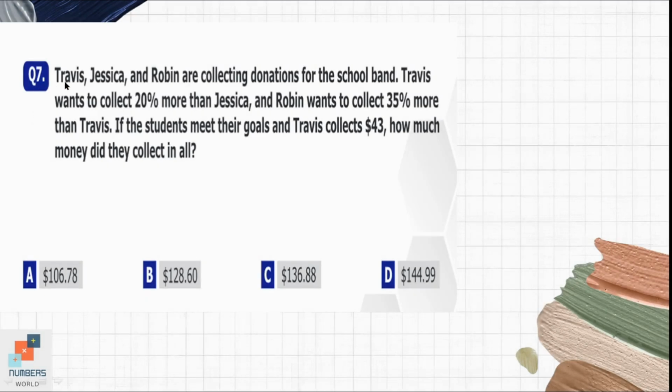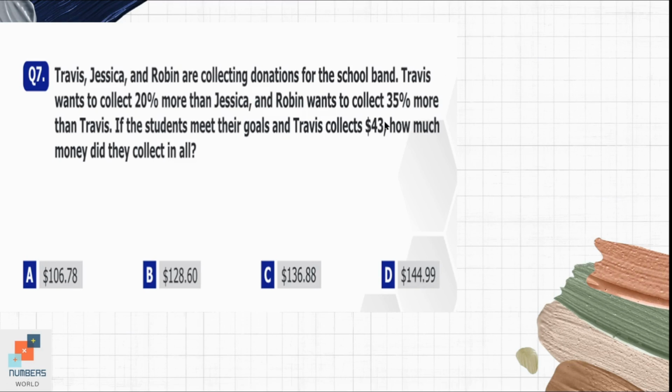Question number 7. Travis, Jessica, and Robin are collecting donations for the school band. Travis wants to collect 20% more than Jessica, and Robin wants to collect 35% more than Travis. If the students meet their goals and Travis collects $43, how much money did they collect in all?